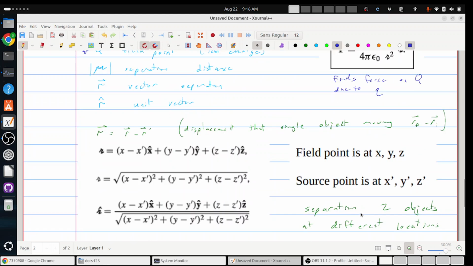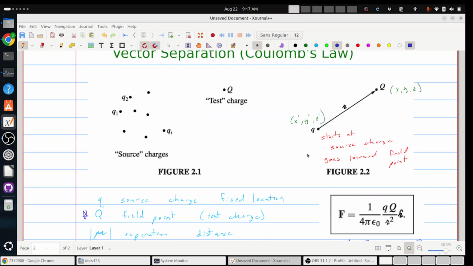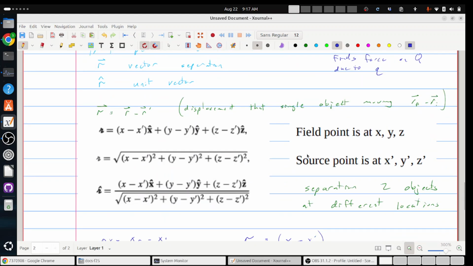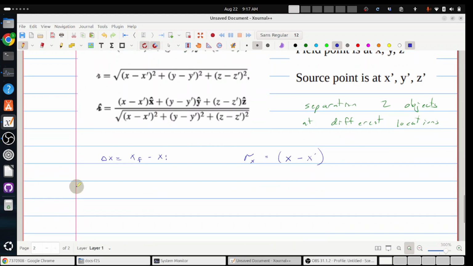And if I look at my diagram again, it's because I'm starting the arrow here and going to there, so my field point is like my final position, and my source point is like my initial position. So hopefully you can see the parallels in the mathematics there. And then we've got the same sort of thing here if we wanted to look at the y component of the separation and the z component of the separation.